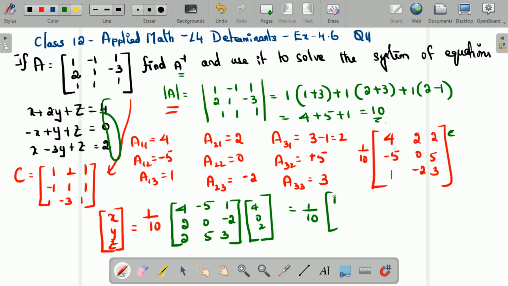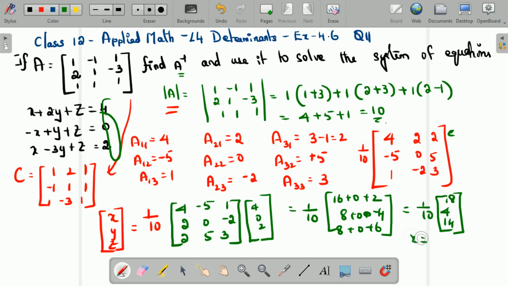So this is going to be 16 plus 0 plus 2. This is going to be equal to 8 plus 0 minus 4. And in the last one, it is 8 plus 0 plus 6. So if you simplify, it is 1 by 10 of 18, and then this is going to be 4 and this is 14.